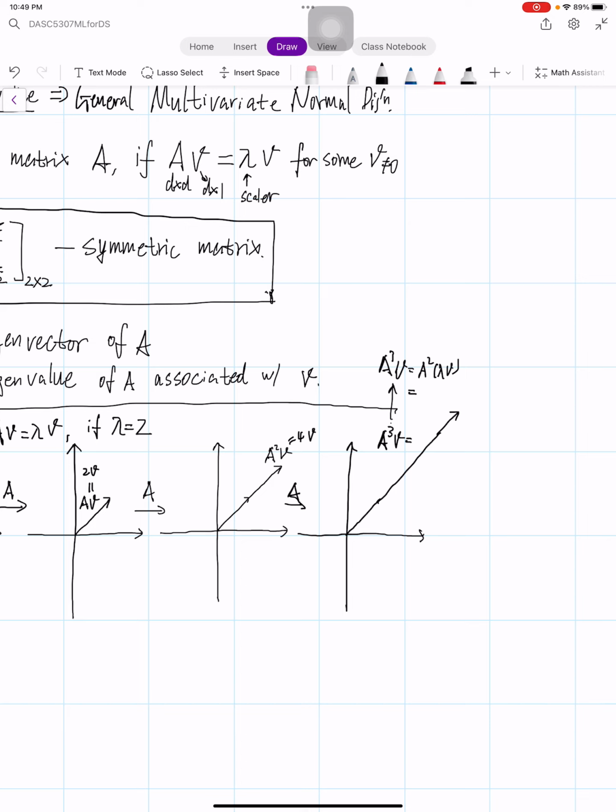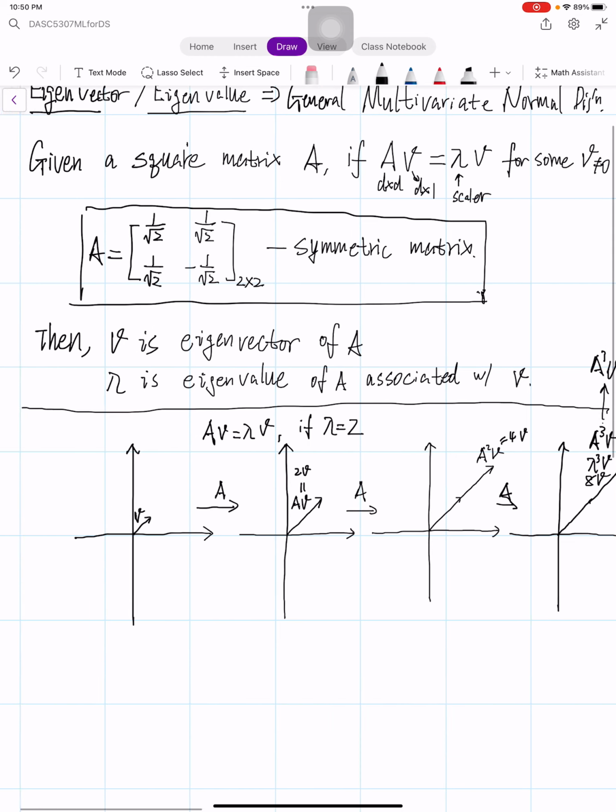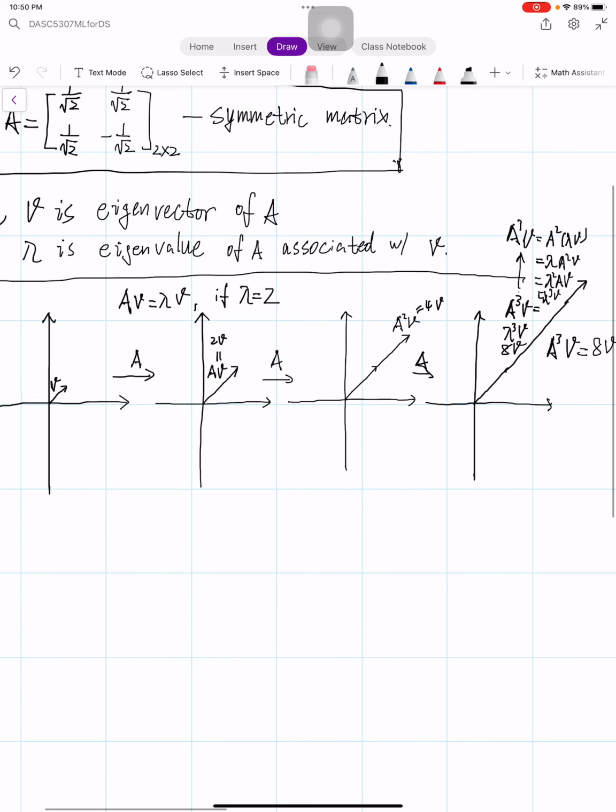And this scalar you can take it out, so it's lambda A square nu. So this will equal lambda times A lambda A nu, and this will be lambda cube nu. So it's just lambda cube, which is 8 times nu. So this is A to the triple power nu. Okay, this is just equal to 8 times nu. So that's the property of the positive eigenvector.